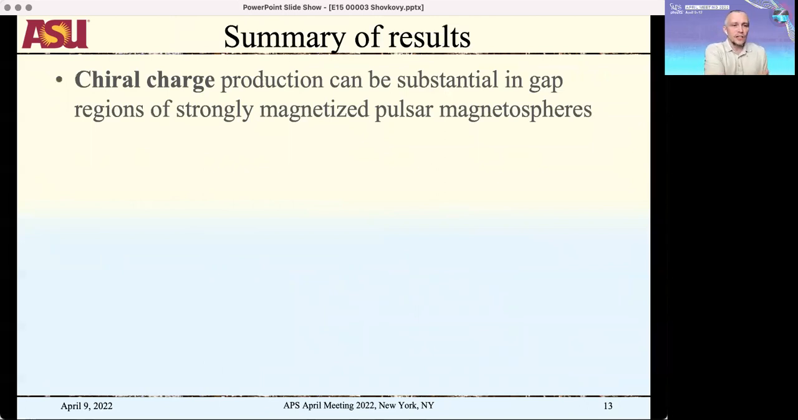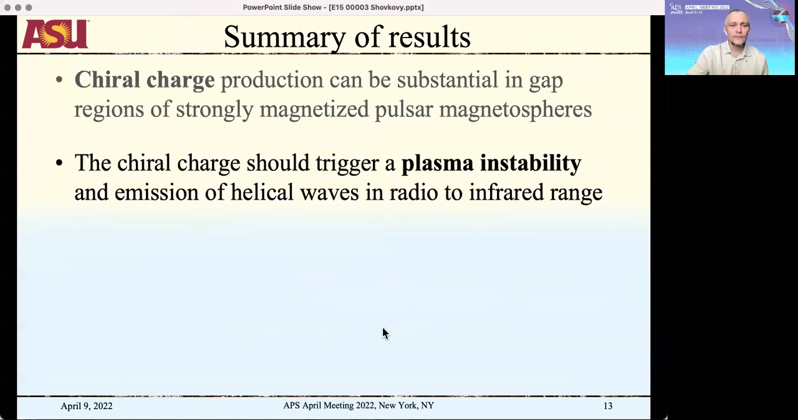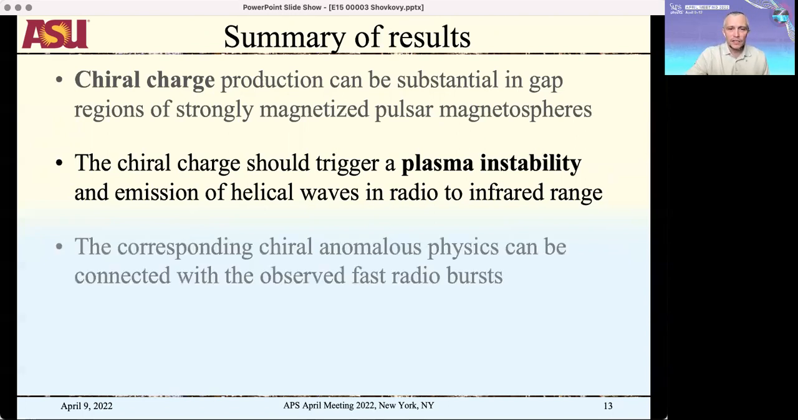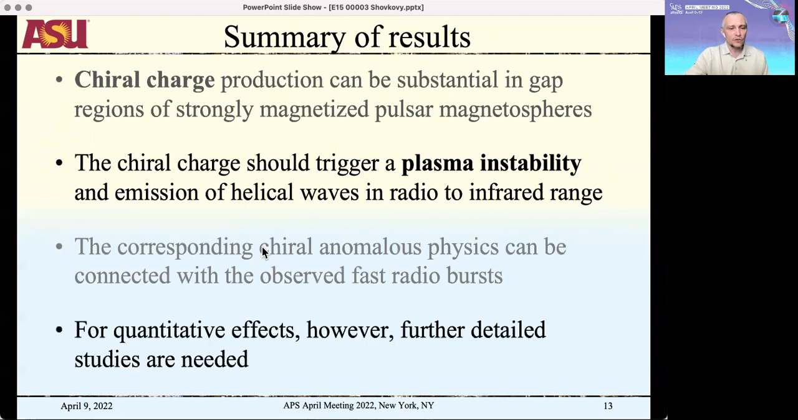Therefore, to summarize, this work implies that the chiral charge production can be substantial in the gap regions of strongly magnetized pulsar magnetospheres. The chiral charge produced this way can trigger plasma instability, and in turn, that will lead to the emission of helical waves in a wide range of frequencies. The corresponding anomalous physics can also be connected to observable features of fast radio bursts. However, there are several quantitative effects that, while promising, still deserve further investigation.